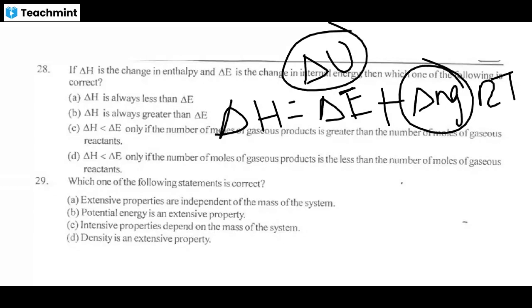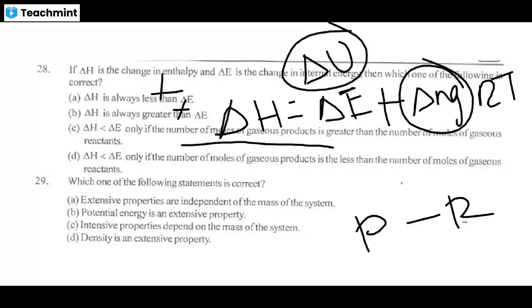Always less than is wrong, always greater is wrong. It depends on delta ng, which is the moles of gaseous product minus the moles of gaseous reactant. When the product is higher, this is a positive value, which means delta H is greater. So this is also wrong.